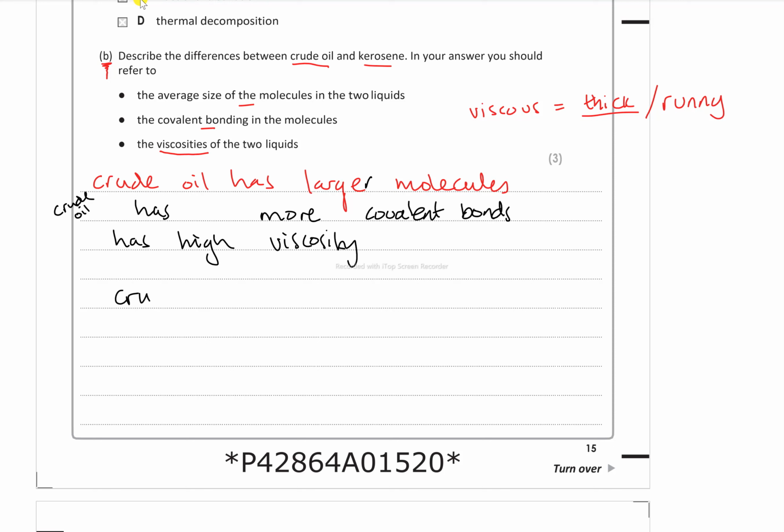Just say crude oil is darker in color. Crude oil burns. Oh my goodness me, come on.